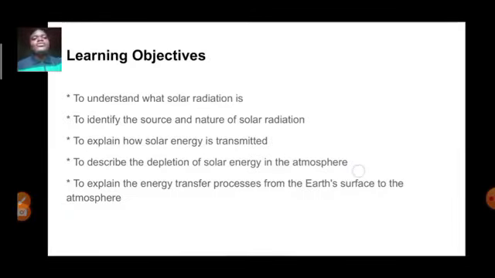We have looked at what solar radiation is all about. We also identified the source where solar radiation comes from, which is the sun, and then the nature of solar radiation. Under that, we saw how solar radiation can be categorized based on wavelength. And under that, we saw three major kinds which are important to us.